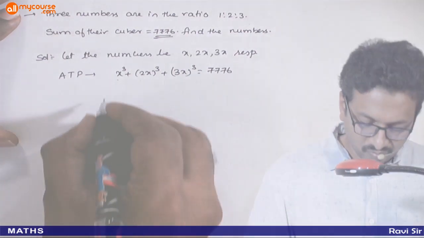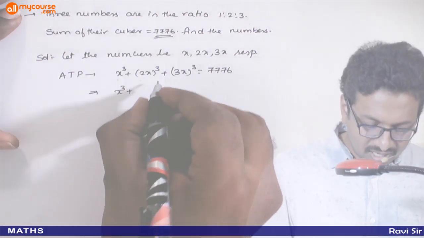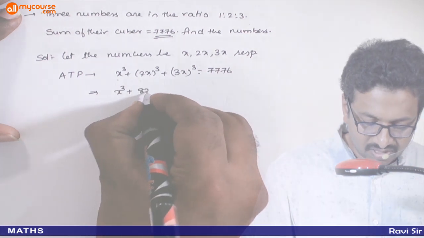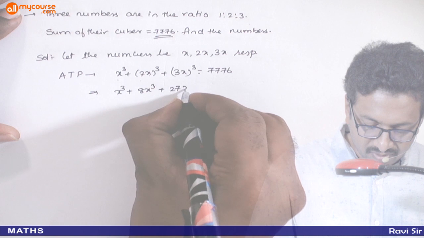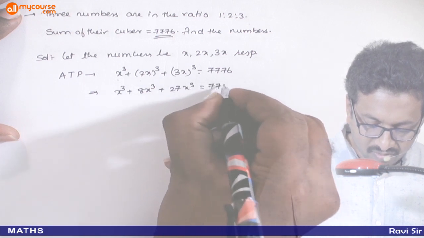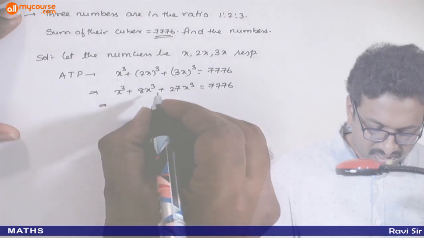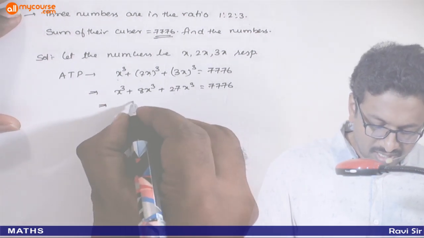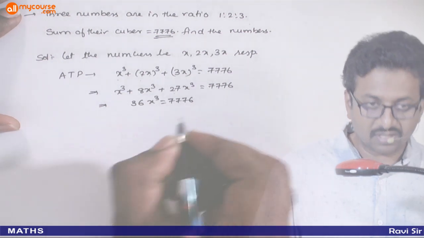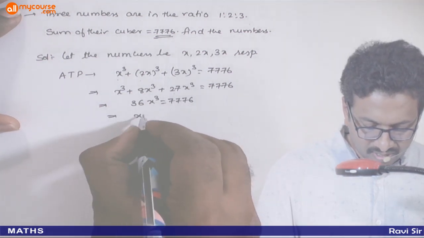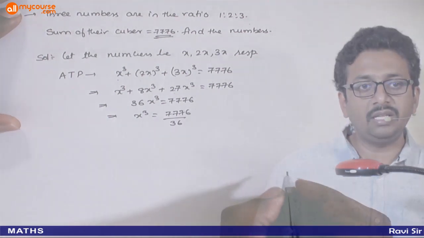7776 आ रहे. इसका मतलब क्या है? x cube plus 2x whole cube को क्या लिख सकते हैं? 2 cube into x cube which is 8x cube. 3x whole cube is 3 cube into x cube, 27x cube is equal to 7776. This implies 28 plus 8, 36x cube is equal to 7776. So x cube is equal to 7776 divided by 36.